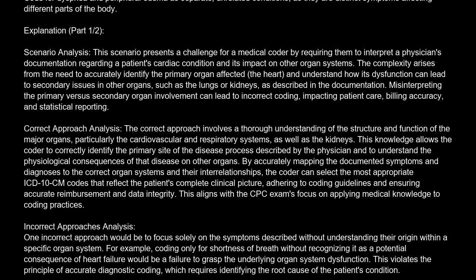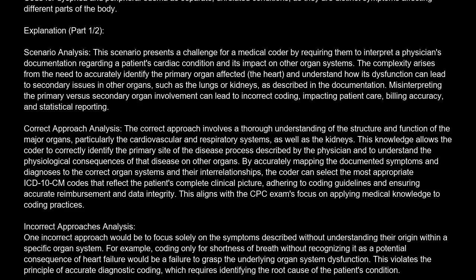The complexity arises from the need to accurately identify the primary organ affected, the heart, and understand how its dysfunction can lead to secondary issues in other organs, such as the lungs or kidneys, as described in the documentation. Misinterpreting the primary versus secondary organ involvement can lead to incorrect coding, impacting patient care, billing accuracy, and statistical reporting.